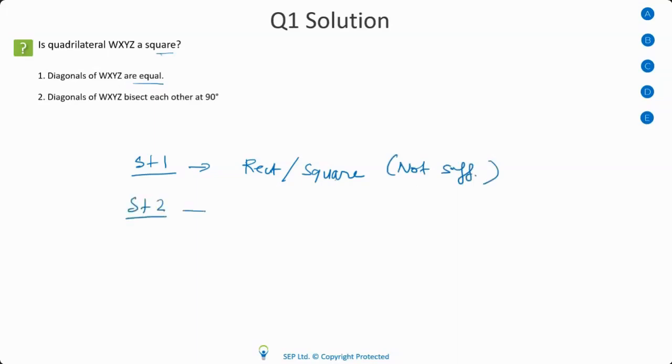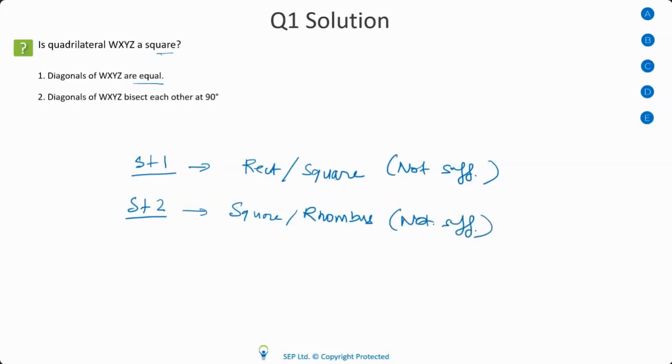Second statement, diagonals bisect each other at 90 degrees. Then I'll say, okay, bisect at 90 degrees. There are two quadrilaterals like that, square and rhombus. So can I answer my question? Is it a square? No, I cannot. So this is also not sufficient.